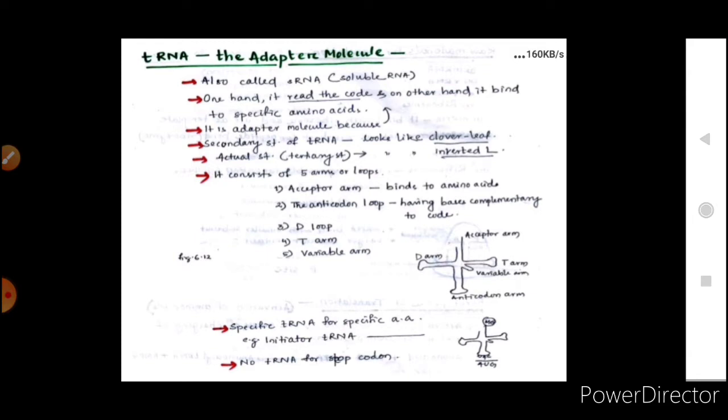Okay. From the very beginning of the proposition of the code, it was clear to Francis Crick that there has to be a mechanism to read the code and also to link to the amino acids, because amino acids have no structural specialties to read the code uniquely. He postulated the presence of an adapter molecule that would on one hand read the code and on the other hand would bind to specific amino acids.